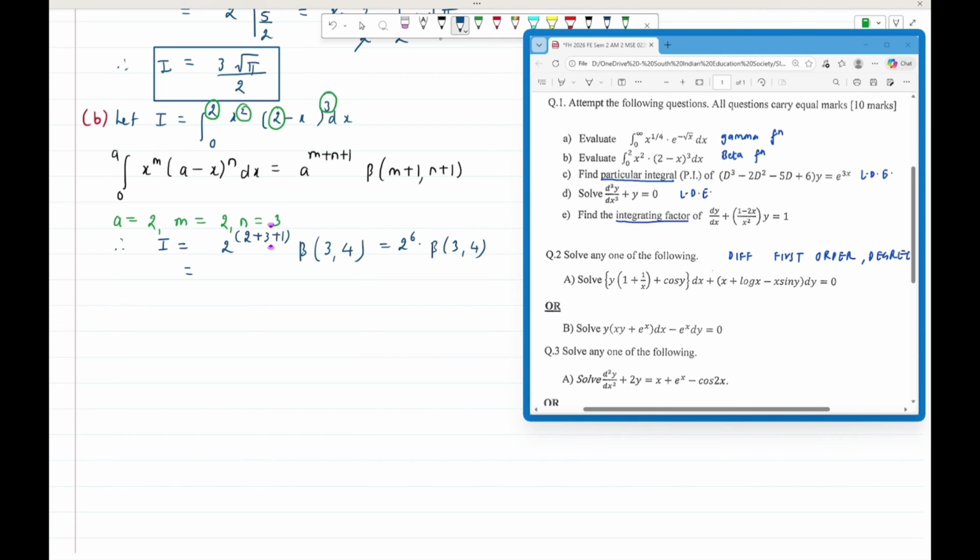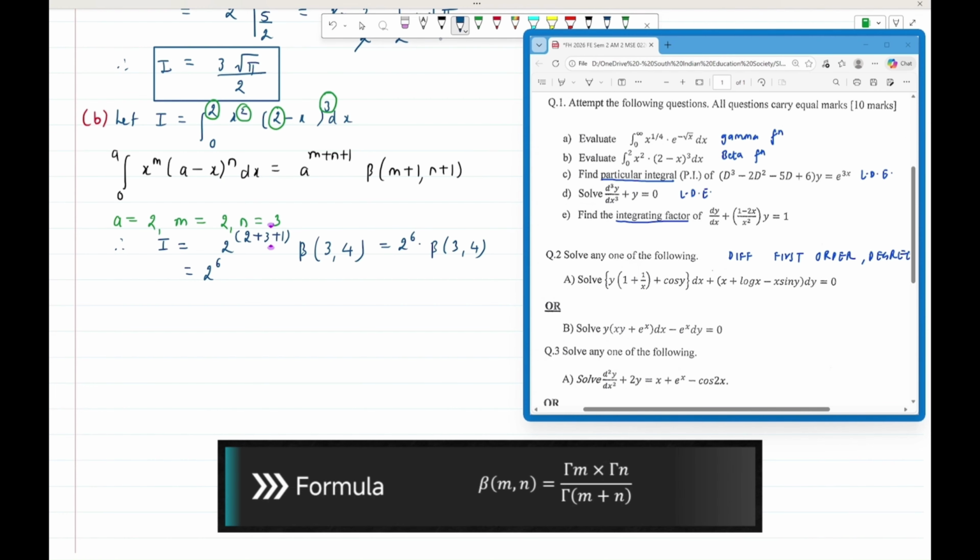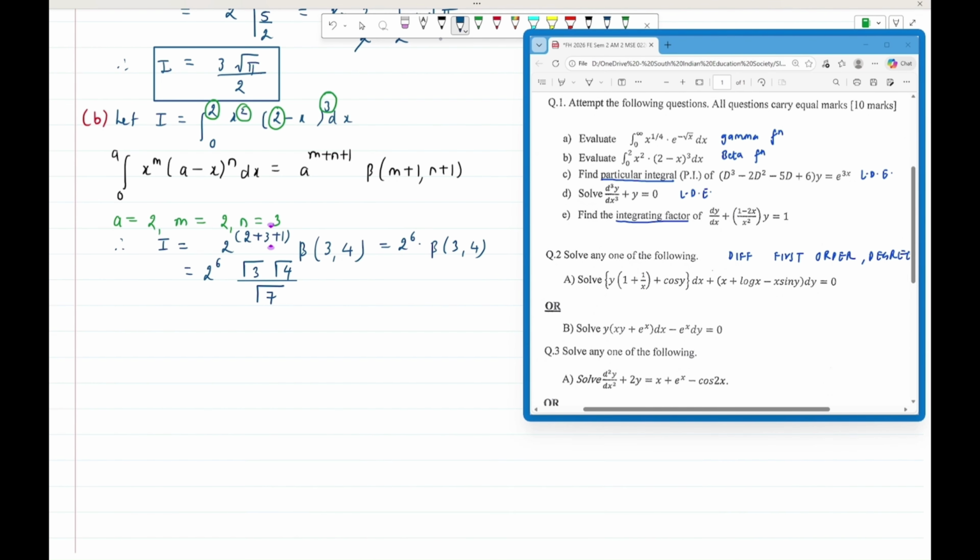Now we have got beta of 3 comma 4. So we are going to use the conversion formula from beta to gamma, and that is going to be gamma of 3 times gamma of 4 divided by gamma of the sum, that is gamma of 7. Since each argument of gamma is a natural number, we can use the property that says gamma of n is equal to factorial of n minus 1. So we get here 2 raised to 6 times 2 factorial into 3 factorial divided by 6 factorial.